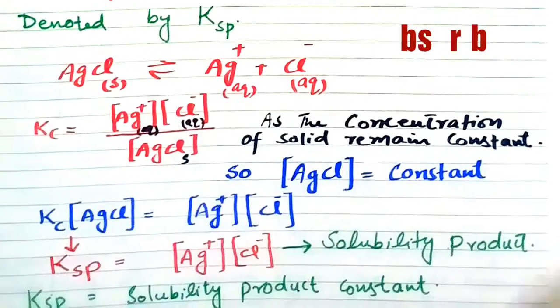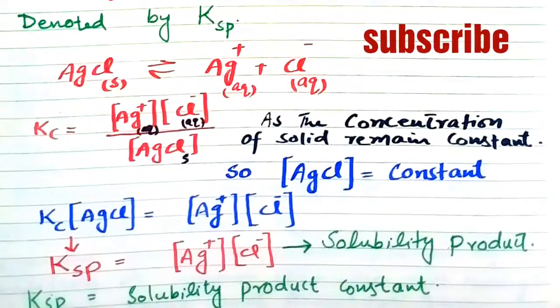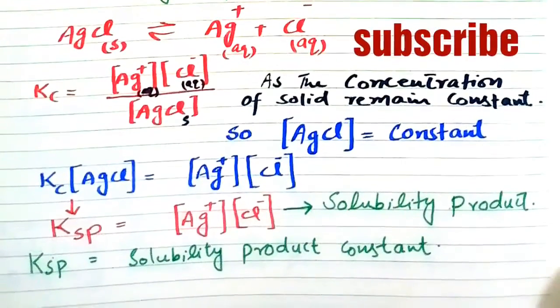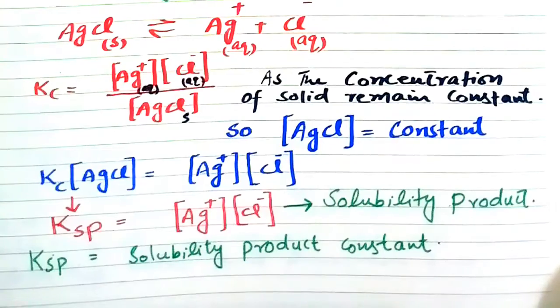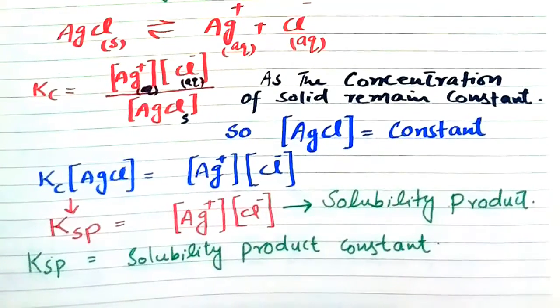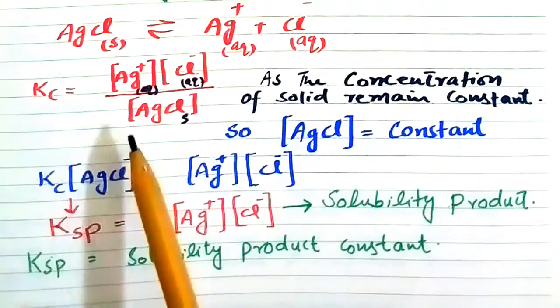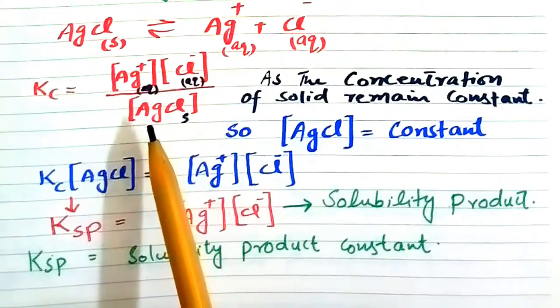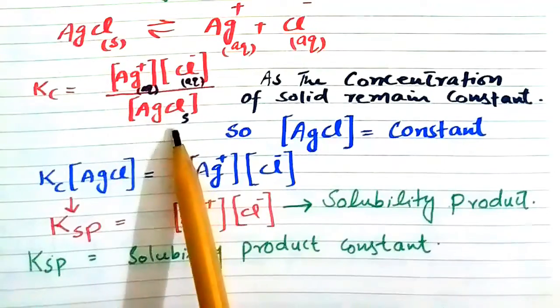Now, as I have already told in earlier lectures, the concentration of solids and the concentration of pure liquids always remain constant, so there is no need to mention the solids or pure liquids while writing down the equilibrium expression for a reaction. Now if we write down the Kc value for this reaction, Kc is equal to silver ions multiplied by chloride ions and divided by silver chloride, which is in solid form.